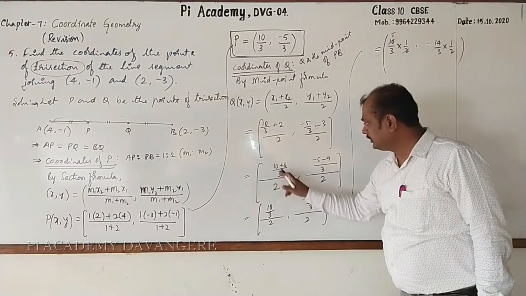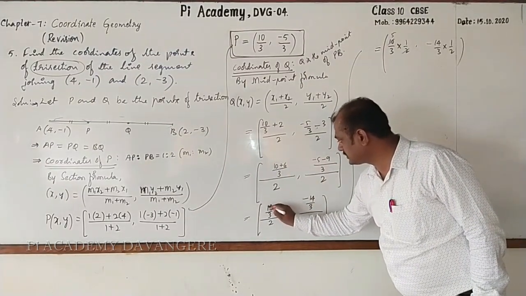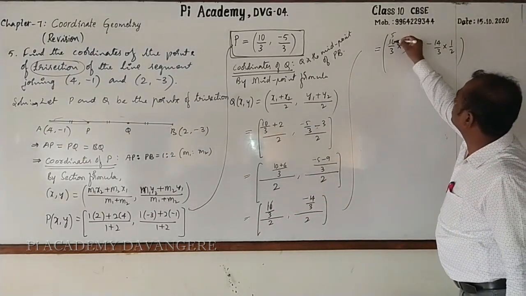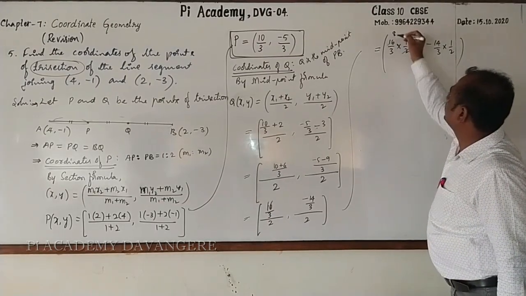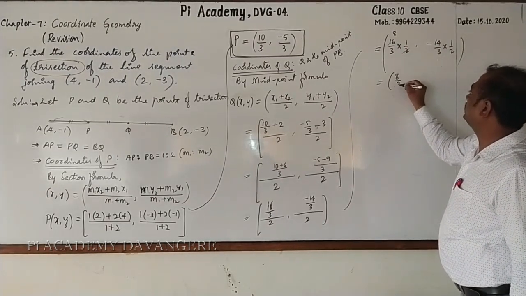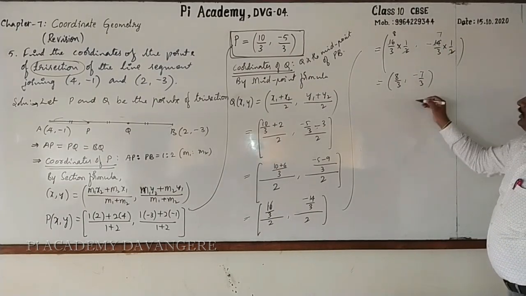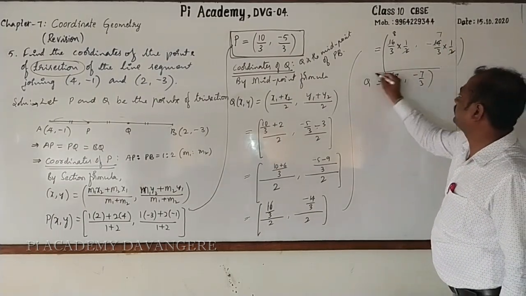Observe here, 10 plus 6 is 16. And this is correct, yes, this is 16. And this will be 8. Now this is 8 by 3. And here 1s are, 7s are, minus 7 by 3. So this is the coordinates of Q.